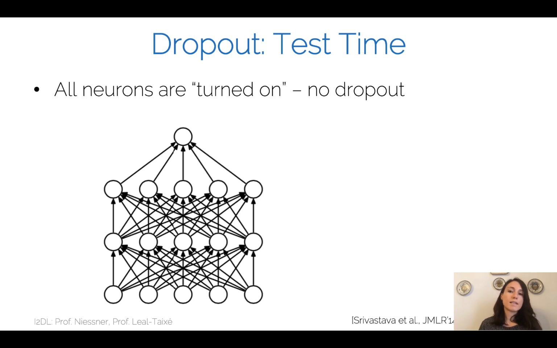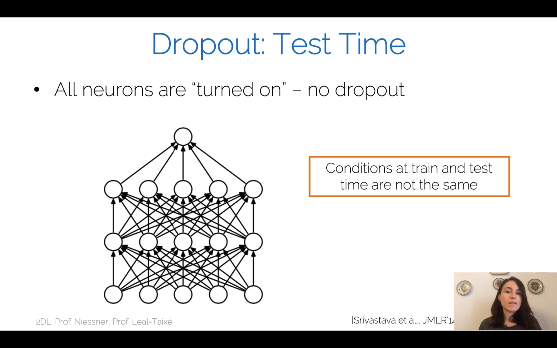Now, what happens at test time? So far, we have talked about the process during training. During training, you decide for each neuron whether to drop it or not. You create your model, forward pass, backward pass. But what happens at test time? At test time, you're not really interested in applying dropout. You're not really interested in doing your prediction with half of the neurons. You're interested in using all the neurons, and hence all the neurons are turned on. So there is no dropout during test.